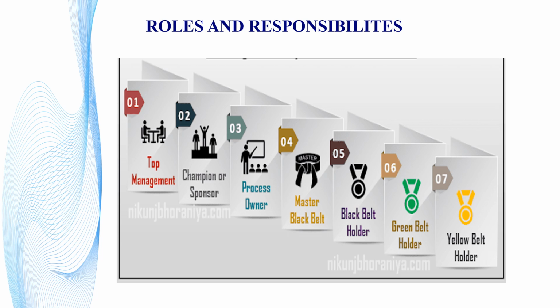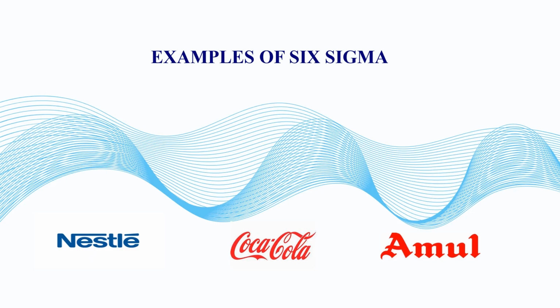Then seventh is yellow belt holder. Role of yellow belt holder: employees who are trained on the basics of Six Sigma. The responsibility of yellow belt holder: employees who are trained on the basics. Examples of Six Sigma.